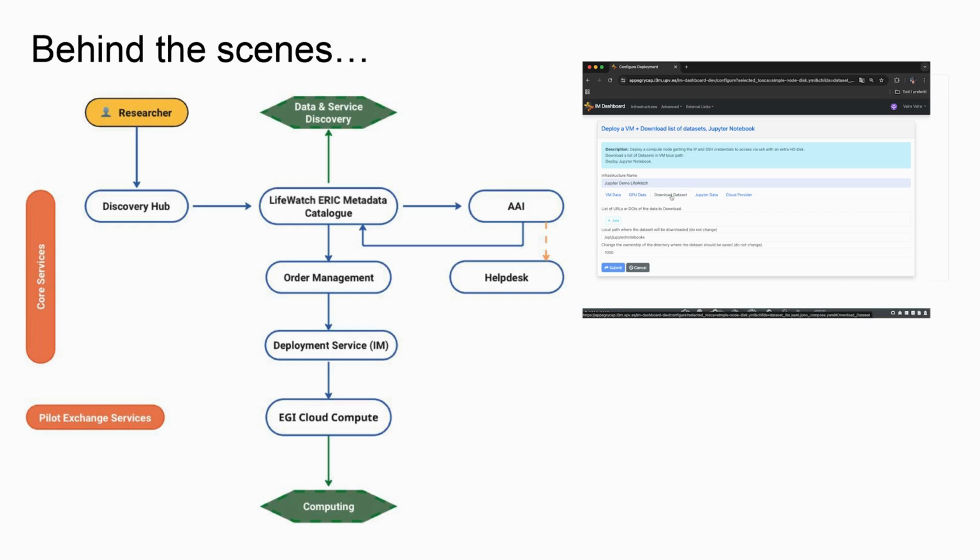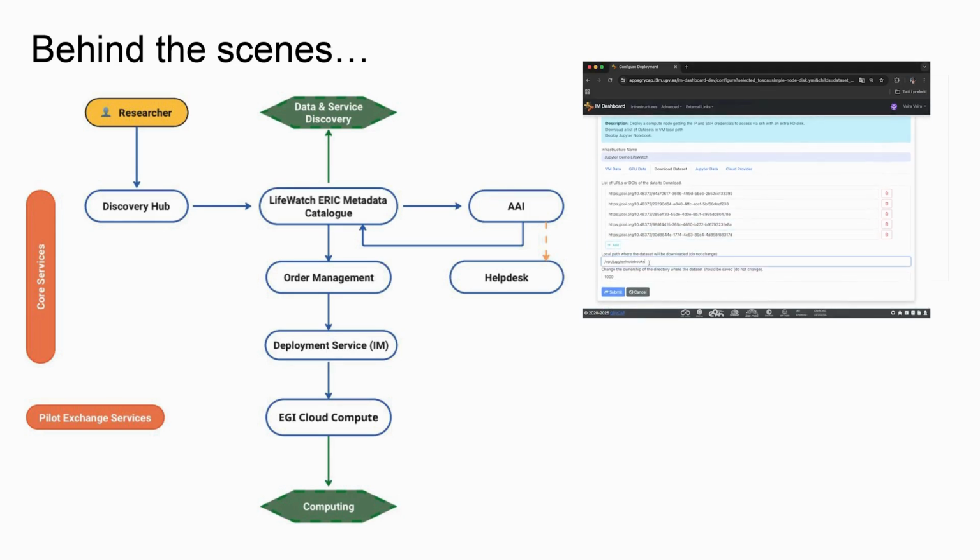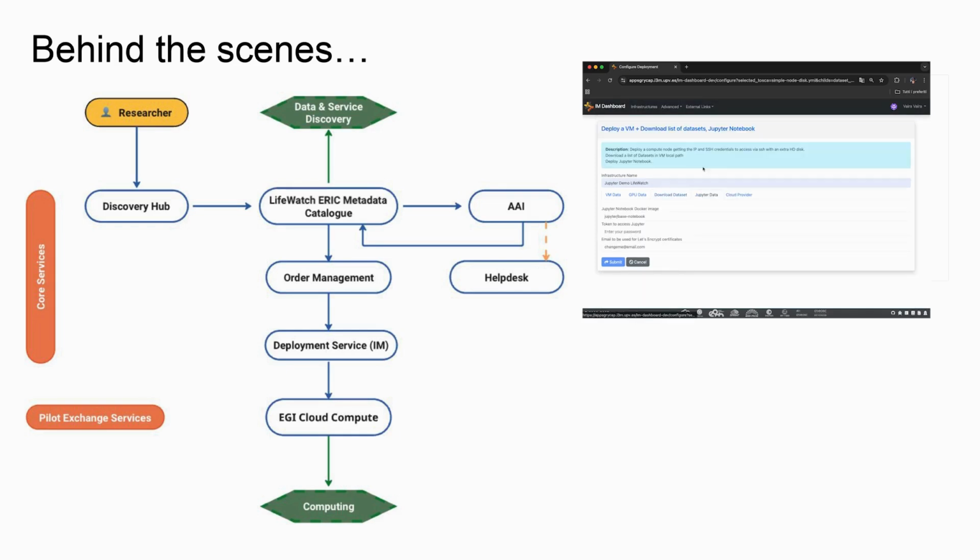So how was this done? Well, it all started with LifeWatch ERIC exposing its service in the EOSC Discovery Hub. From there, I or any other researcher can easily find the service and with a single click get redirected to its metadata record in the LifeWatch ERIC metadata catalog. Behind the scenes, LifeWatch ERIC integrated the deployment service, which provisions the required environment on the EGI cloud compute infrastructure. That means I get the computational environment I need to run the service without worrying about the technical setup.